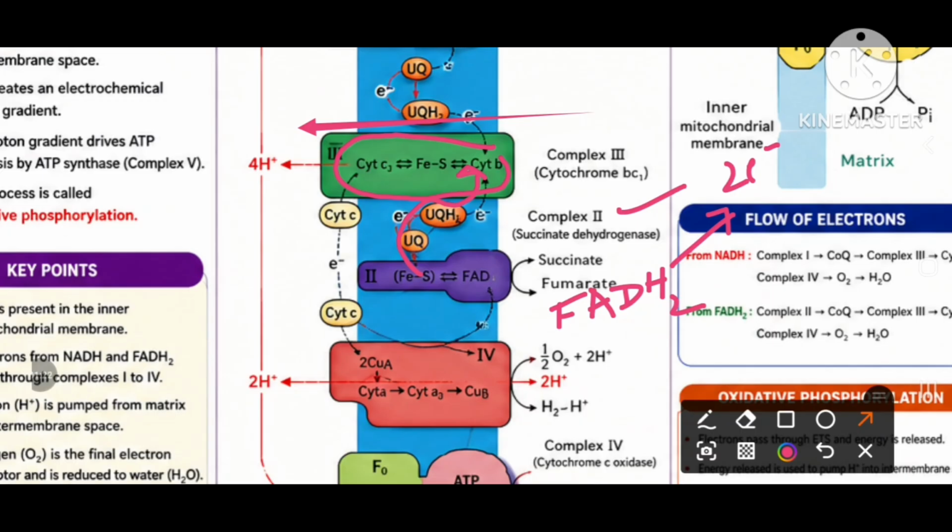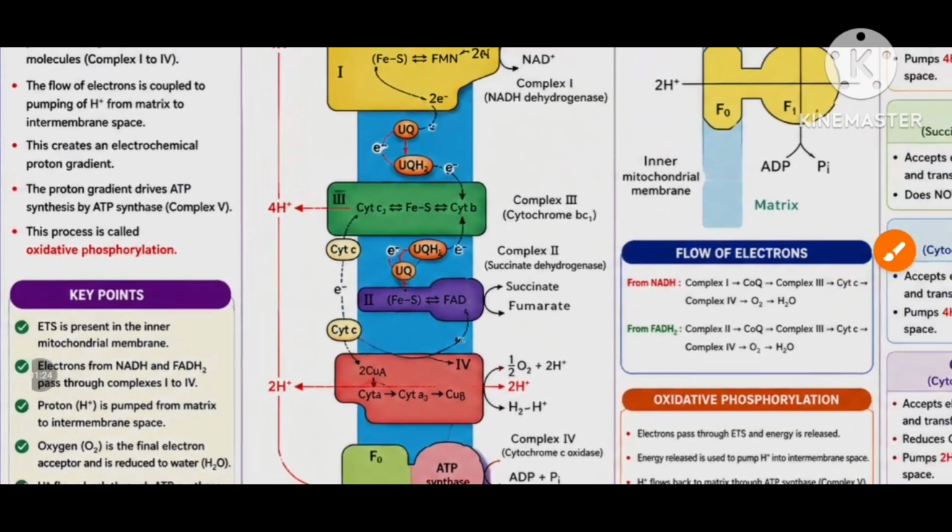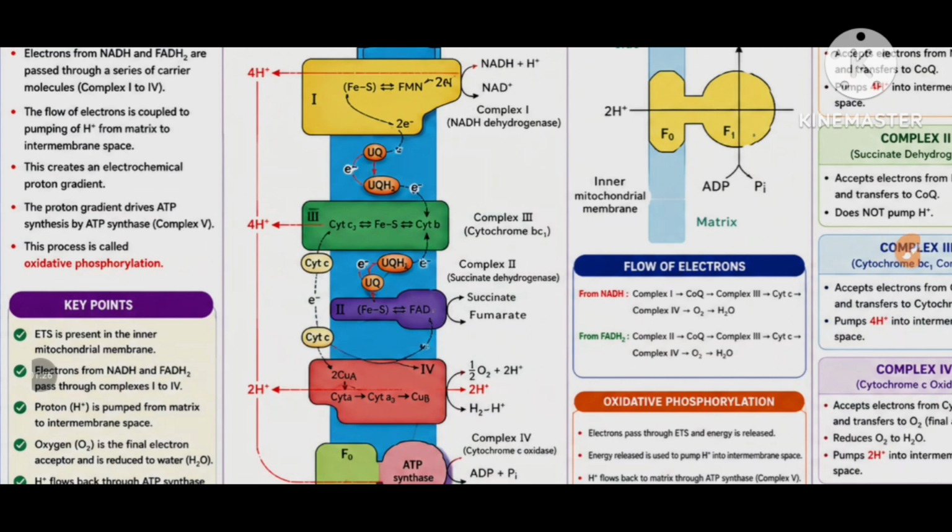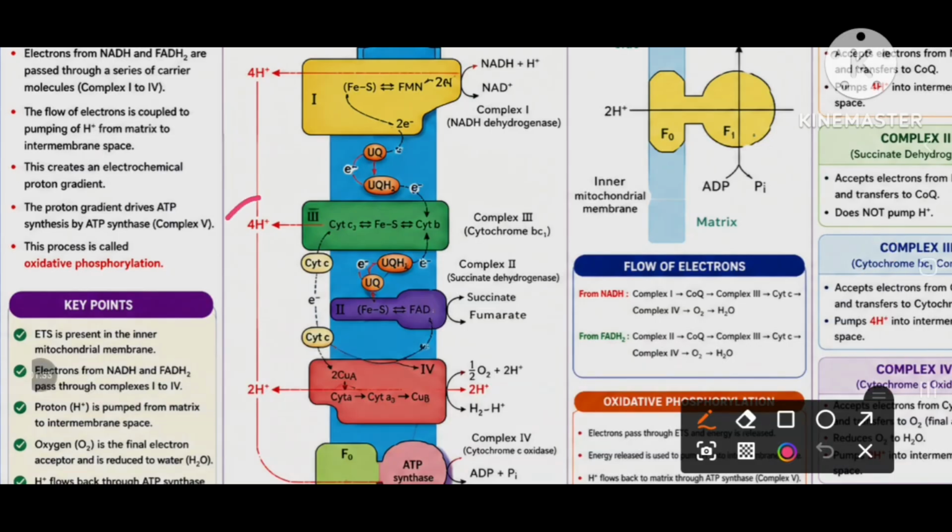So same kind, complex number 1 will transfer 4 H+ ions from the matrix to the intermembrane space, and the complex number 3 also will transfer 4 H+ ions from the matrix to the intermembrane space. So look, these points are very important for NEET examination. And here come to the next one.